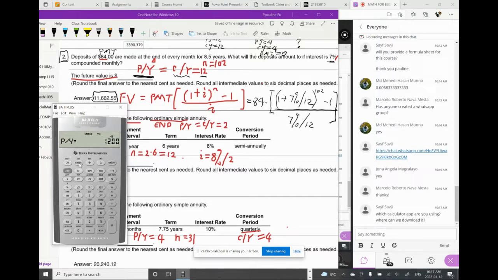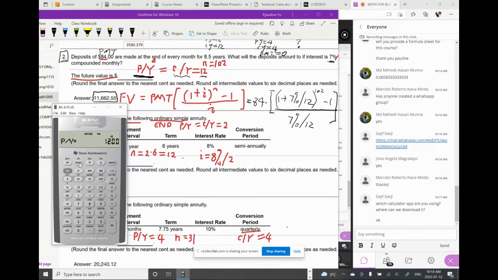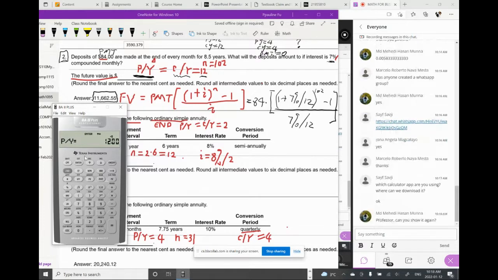Okay. Which calculator app? You cannot use this. I get it from publisher. You have to buy it online. I don't suggest. You can search Google. The name is BA2 Plus from Texas Instruments. Okay, I'm not sure how much you need to pay for this calculator app. Google it. Google the calculator name. Thank you for your question.